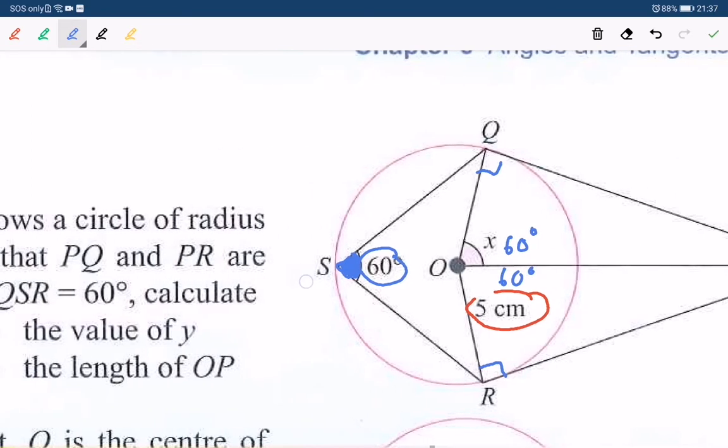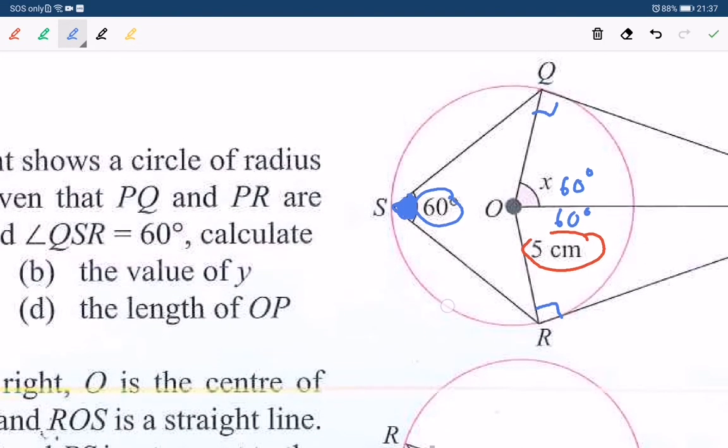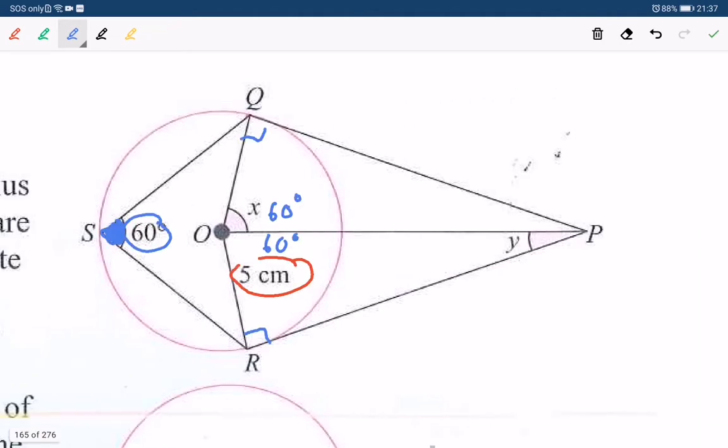Next, the second question asks us to find the value of Y. Okay, where is Y? Y is here. Remember this one, up and down, the angle is the same. If here is Y, up here also Y. If the top is 60, the bottom also 60. So we know that one triangle is 180 degrees. The total angle is 180.